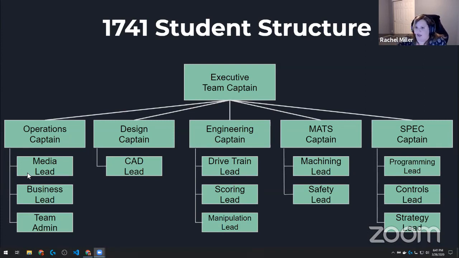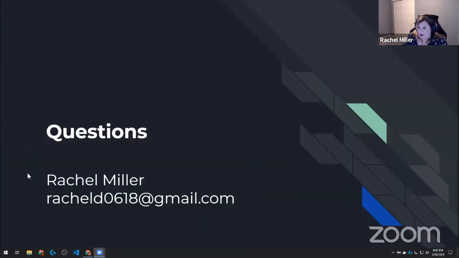So our captains and our team executive captain are kind of like the student board, and then everyone else is the leads. So that's kind of like sub-team captains. We just use the term leads on our team. And that's all I have.